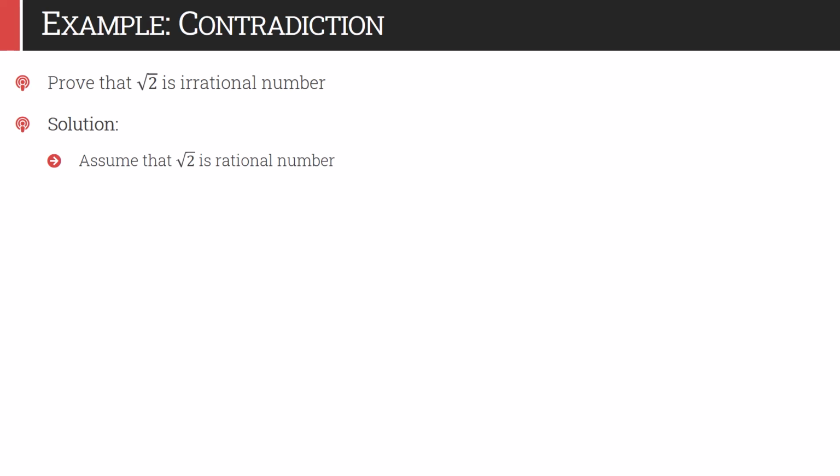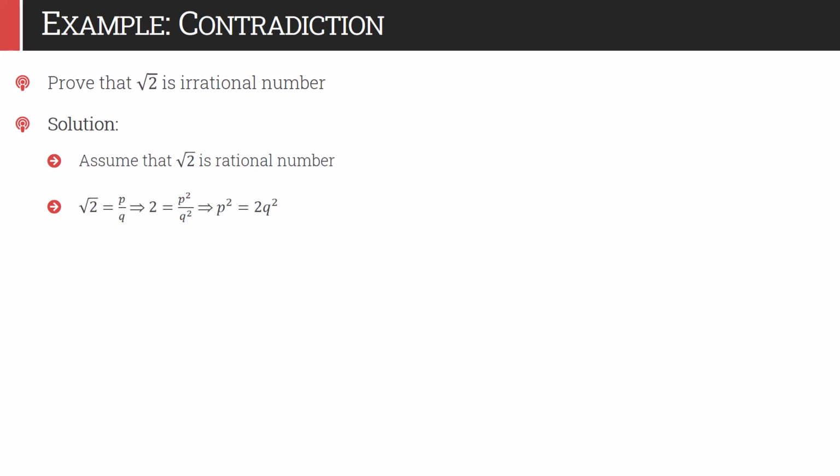Using contradiction, prove that root 2 is an irrational number. So we'll start with the wrong assumption that root 2 is a rational number. If root 2 is a rational number, we should be able to write it as a fraction p by q. Right? Taking square on both the sides, we will get 2 is equal to p square by q square, and p square is equal to 2q square.